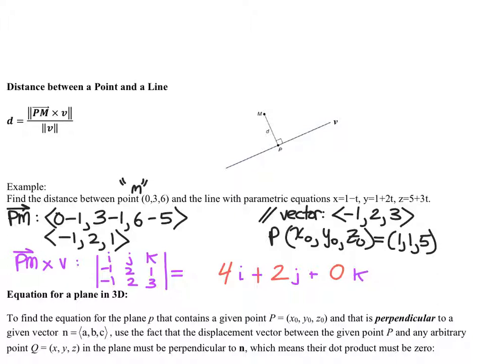So the magnitude of PM cross V is going to be the squared values added together. You don't have to write 0 squared if you don't want, but just for note-taking purposes, I'll throw it in there. Radical 20.